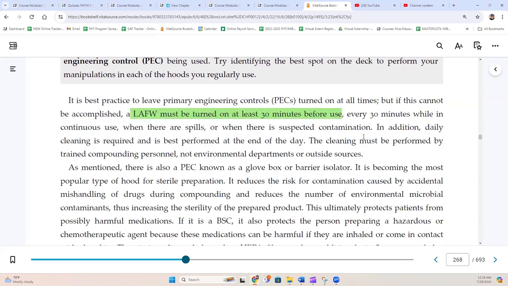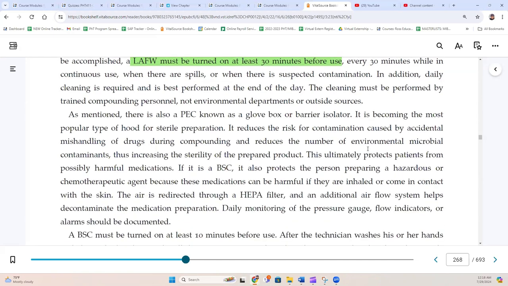Every 30 minutes while in continuous use, when there are spills, or when there is a suspected contamination. In addition, daily cleaning is required and is best performed at the end of the day. The cleaning must be performed by trained compounding personnel, not environmental departments or outside sources.